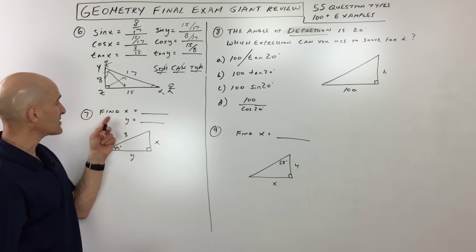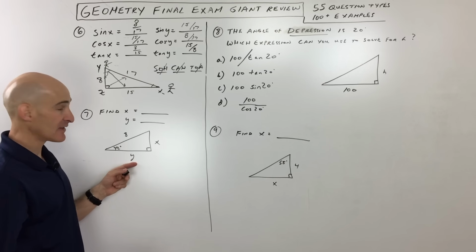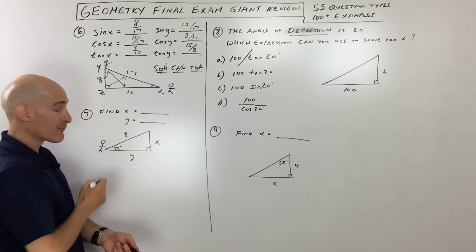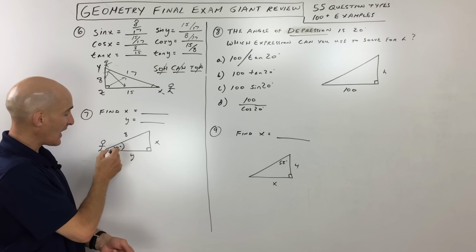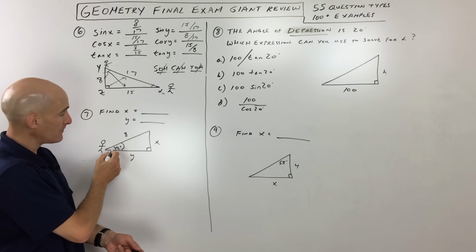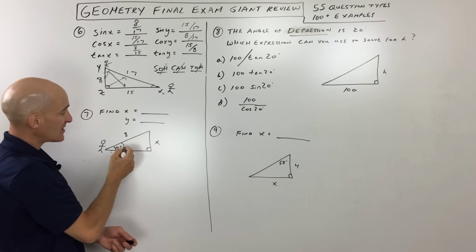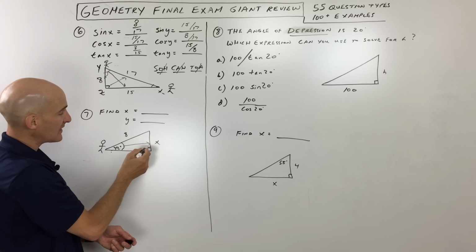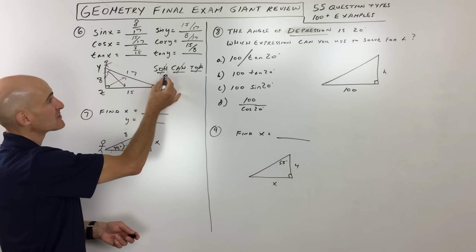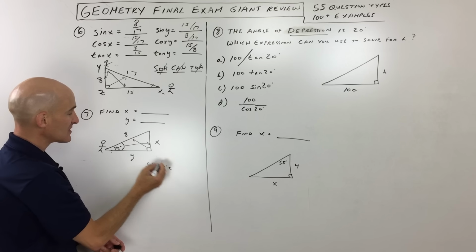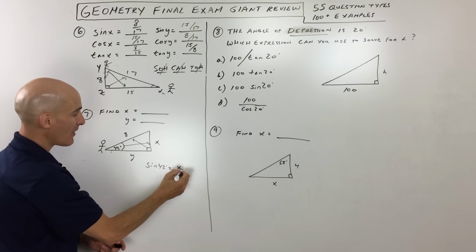Now number 7, it says find x and y. And they give us this triangle. So again, what I like to do is think about my perspective. I like to position myself at the angle. So I'm over here at the 42-degree angle, and I like to figure out what trig function, sine, cosine, or tangent ties together the opposite side and the hypotenuse. We can see opposite and hypotenuse, that's sine. So I say sine of 42 degrees is equal to the opposite over the hypotenuse.